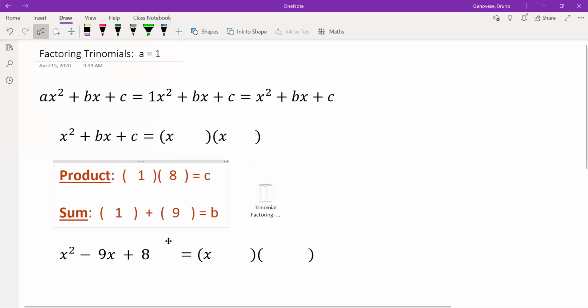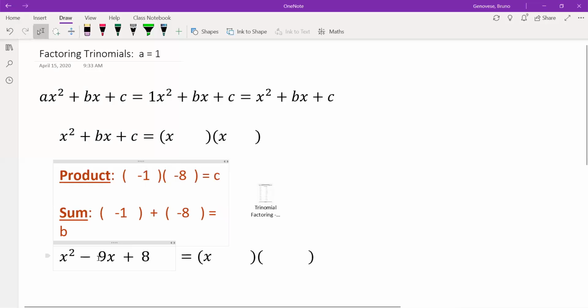Except you still have another problem. 8 and 1 do give you the positive 8, but 1 plus 8 does not give you the negative 9 that you're looking for. That gives you a positive 9. However, keeping in mind that when you multiply two negatives, you still get a positive, how does this help? Well, now the two negatives here will produce the negative 9.